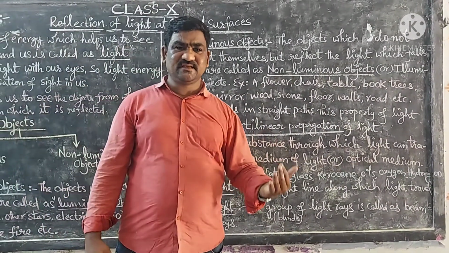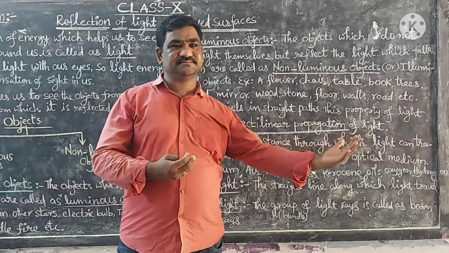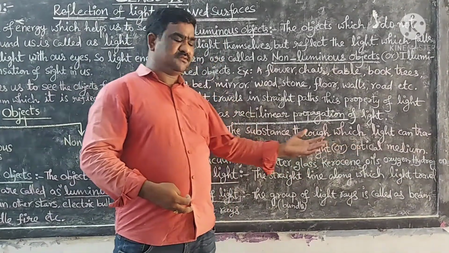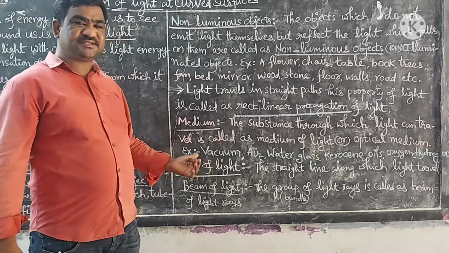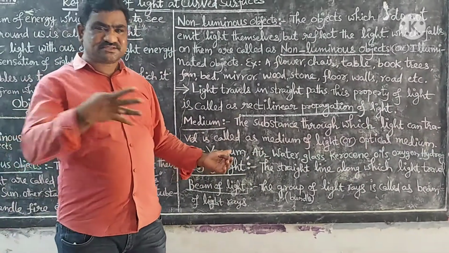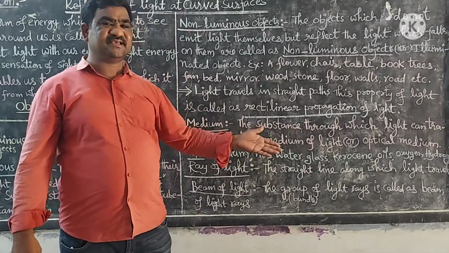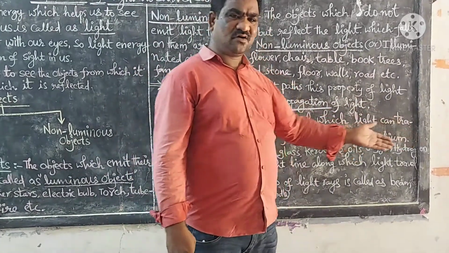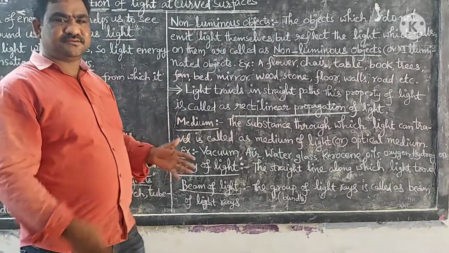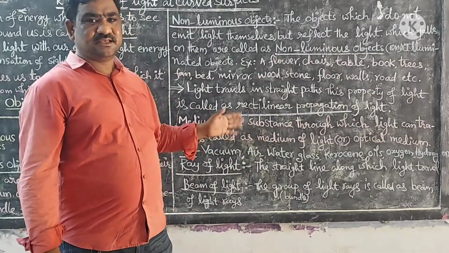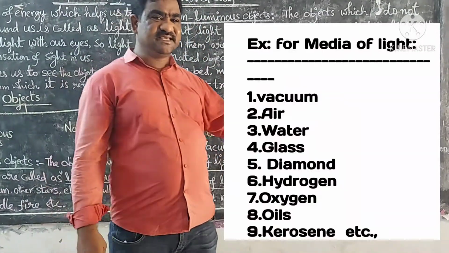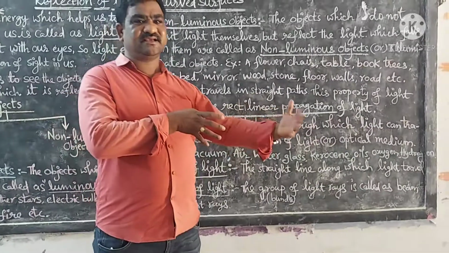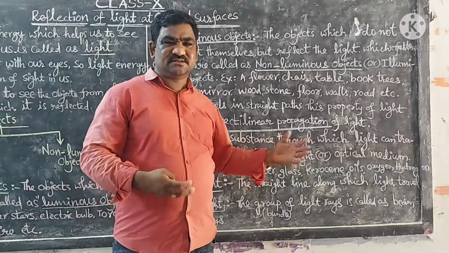Suppose we take the air, the light can travel through the air. So that's why air is a medium for light or optical medium. In the same way, vacuum can allow the light to pass through it. Air can allow the light to pass through it. Water, glass, kerosene, different types of oils, oxygen gas, hydrogen gas, all these substances allow the light to pass through them. So all these are called media of light. Medium means a single substance which allows the light. Media means many objects. When we have many examples for the medium of light, we have to say it as media of light.